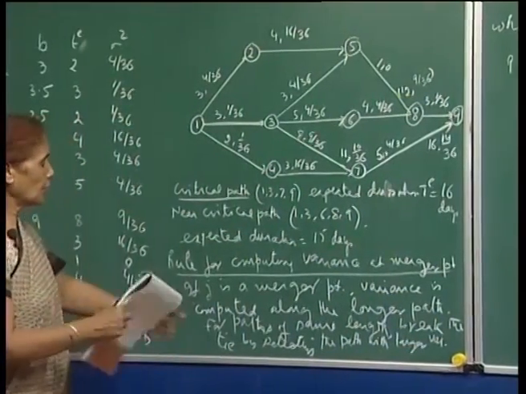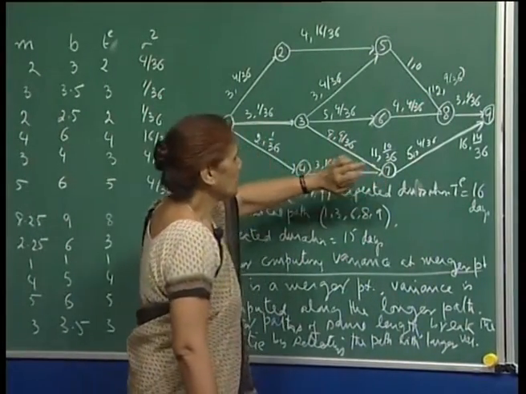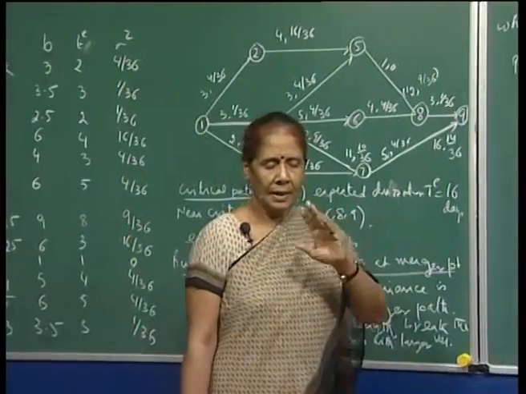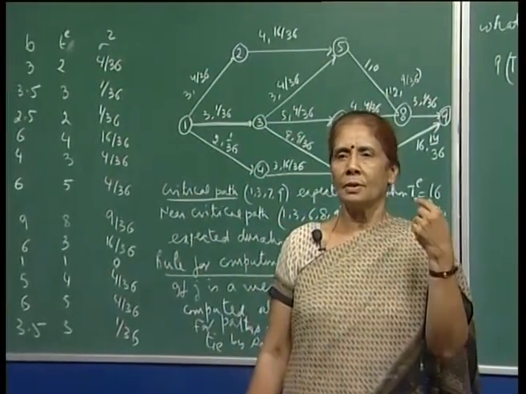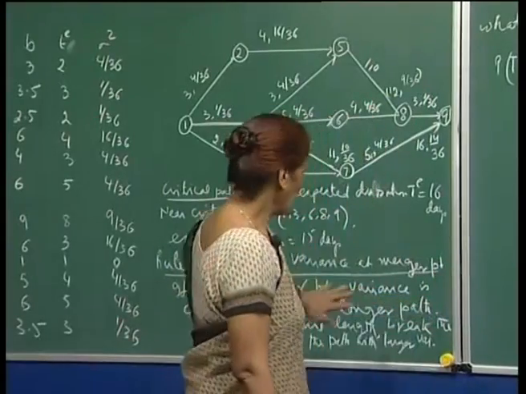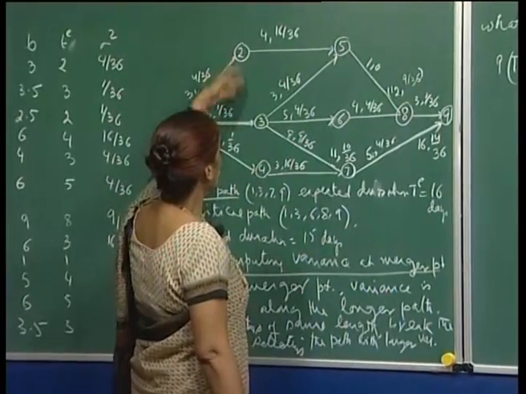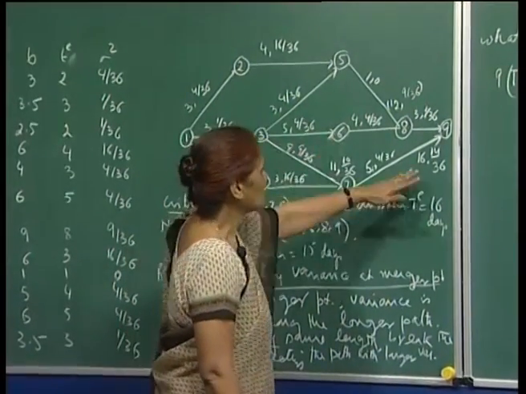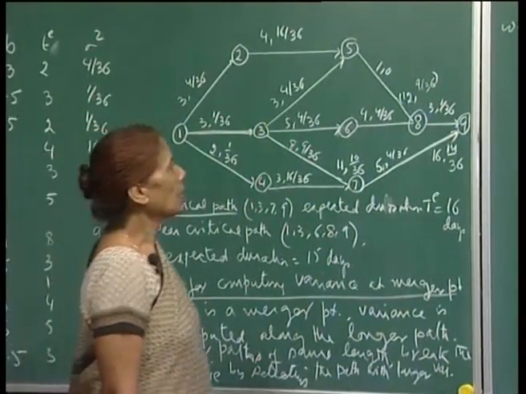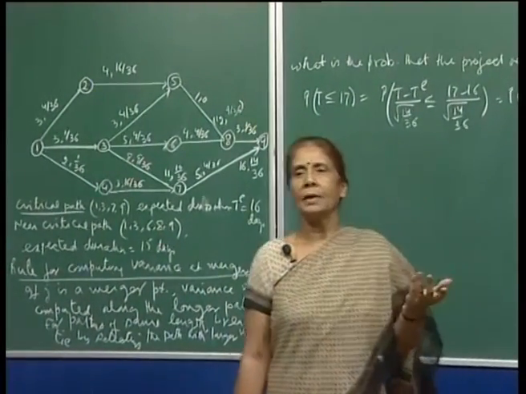You are not really selecting the path, you are selecting the variance of the merger point. That would be along the longer path. In case there is a tie, the variance for the merger point will be the larger variance. That does not happen here. By this rule you compute the variances for these nodes, and you reach node 9, which is 14 by 36. Now, the kind of questions that the management normally has to answer.